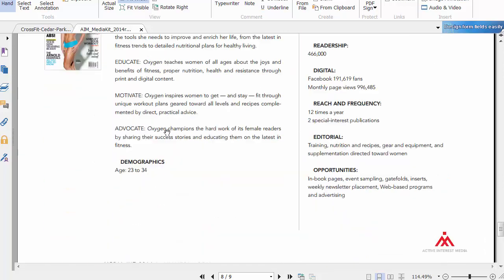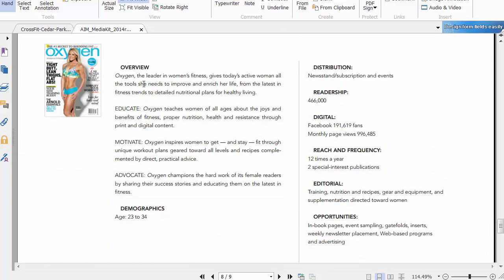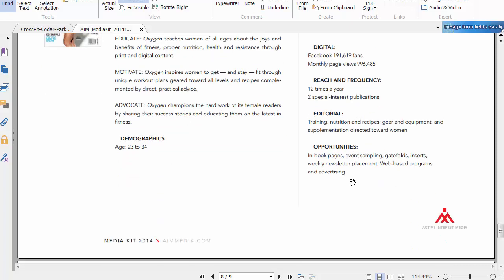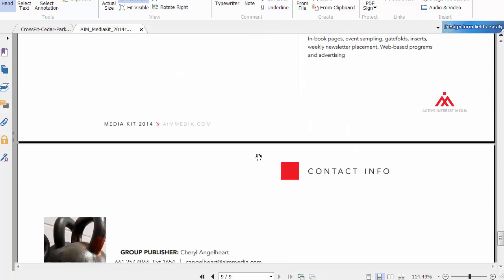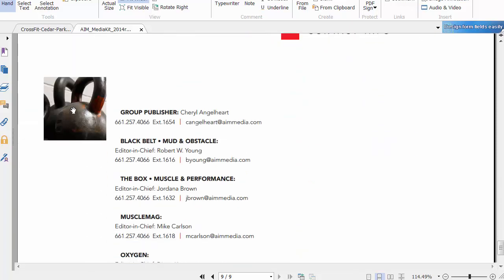Whichever magazine you pick, it will tell you what's there. The Oxygen was the one that we actually picked up, so slightly the younger audience for the women there. Readership of 466,000. All different types of ads you can run in it.